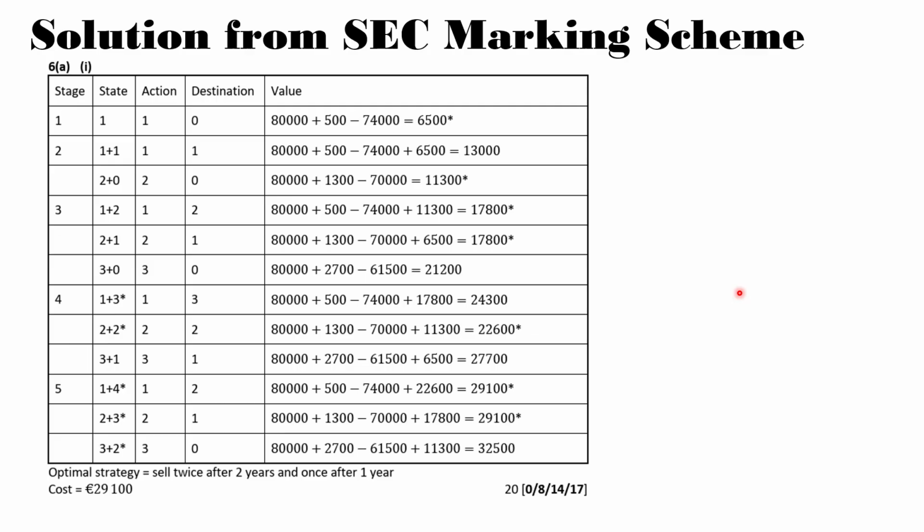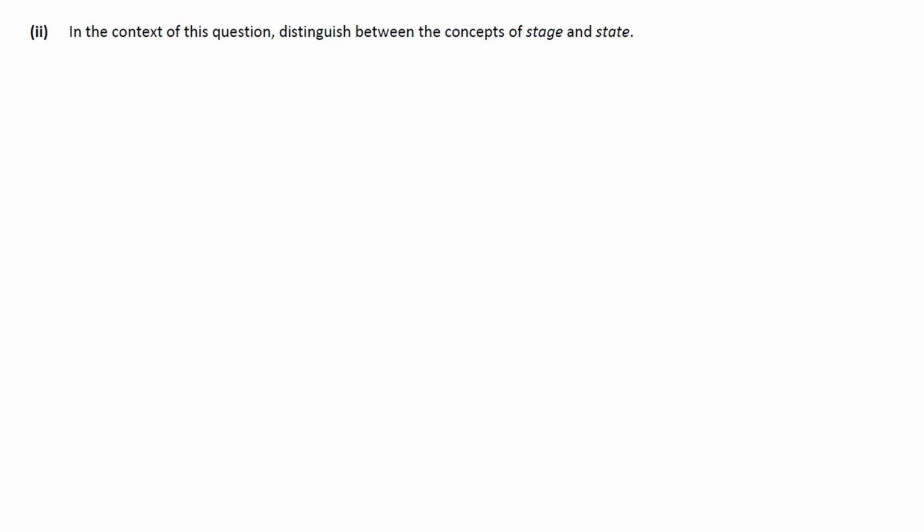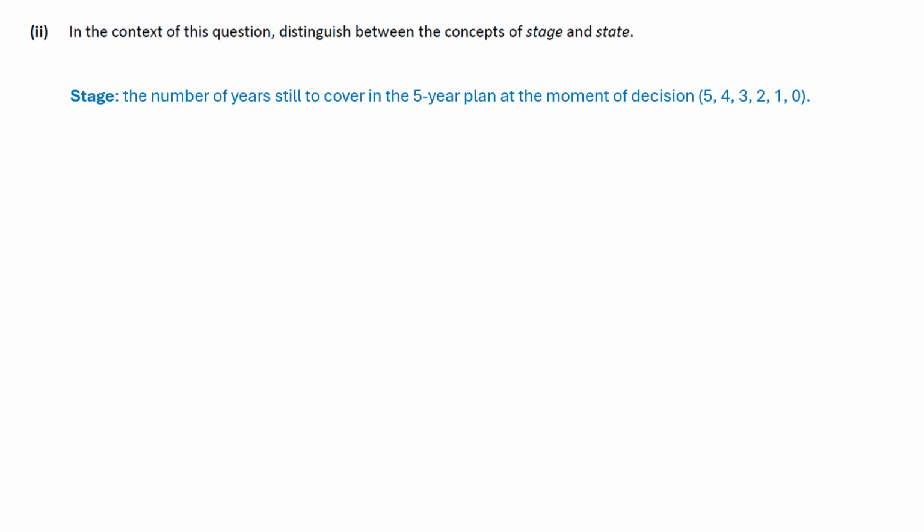But where it will matter is where they have asked in the next part about the definition for stage and for state. So in the context of this question, distinguish between the concept stage and state. So stage is the number of years still to cover in the 5-year plan. So that will tell us how long is left till the end of the question. Now, for me, the state is always what's happening at the start. So really and truly the age of the camper van at the start of the stage.